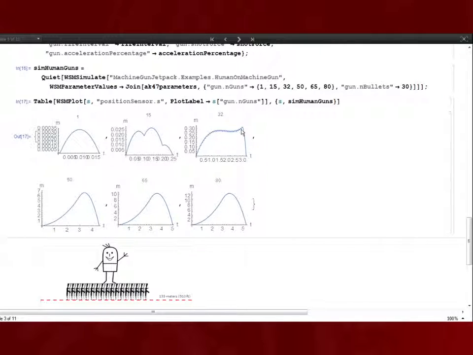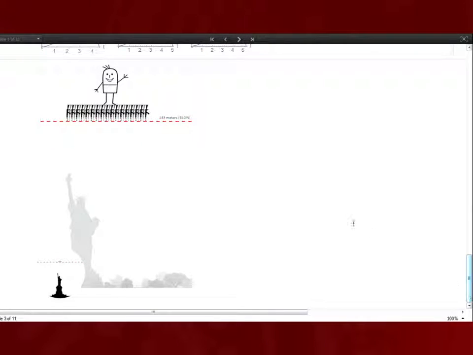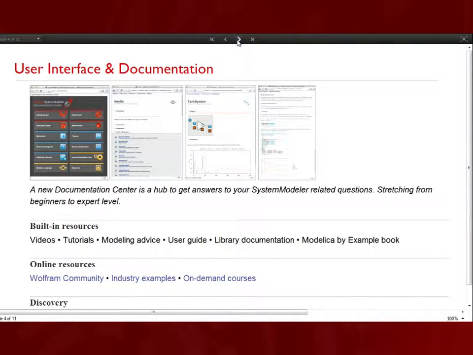How can I use this to improve the performance of my model? How can I propel myself over the Statue of Liberty? How high can I actually fly? Which is the number of guns that is ideal to fly as high as possible? In fact, I can, in theory, fly 155 meters if I have the right number of guns with the right ammunition. I guess there are some limitations to this in balancing and so on. So that is SystemModeler, what it's all about.